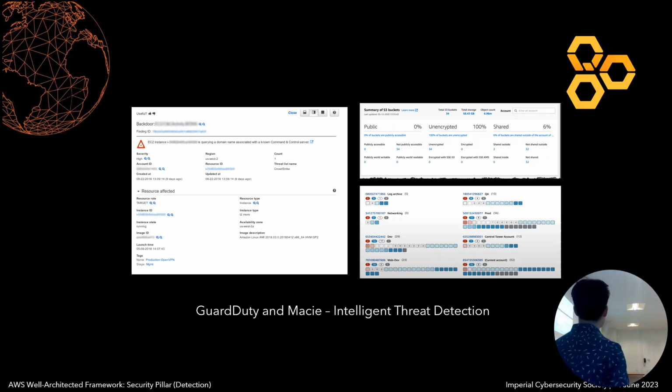And the next is about intelligent threat detection and understanding when malicious activity is happening on our infrastructure.